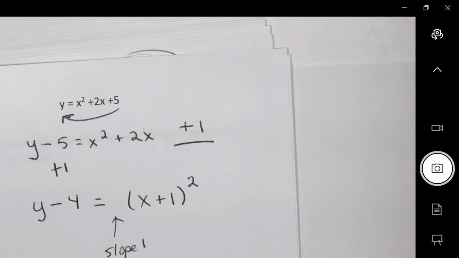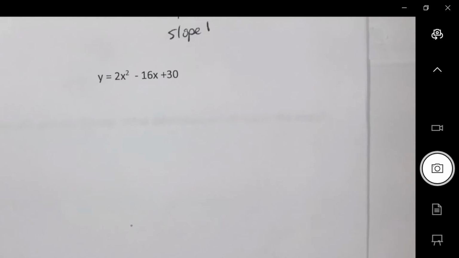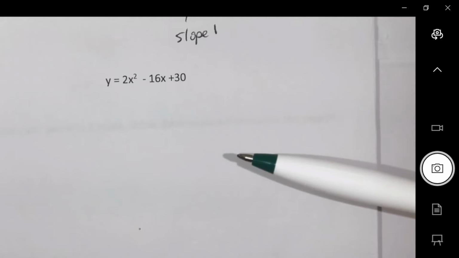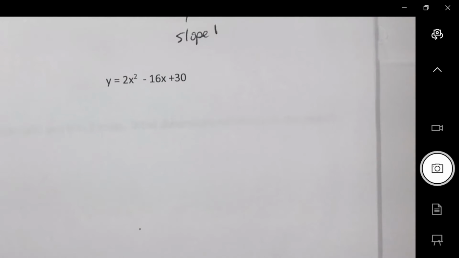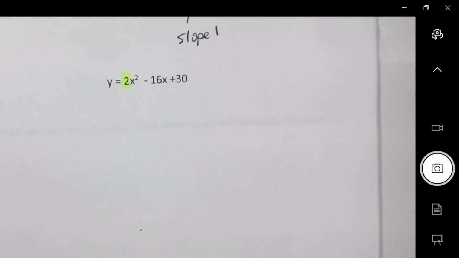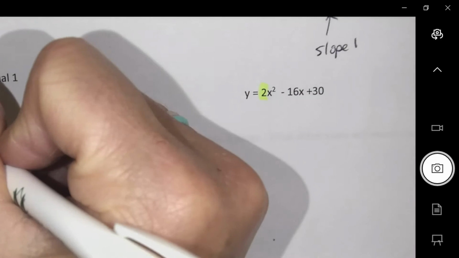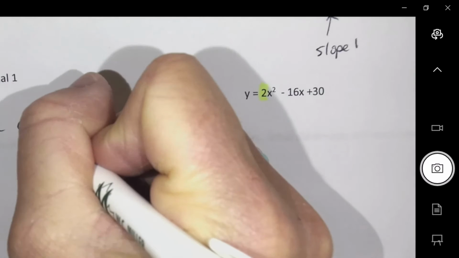Example 3. Now we're going to get a little harder. So what changed on this example? What's different looking now? The slope is not 1 anymore. So we're going to have a little bit more work to do. Okay, so step 1 is the same. So we're going to move the C.